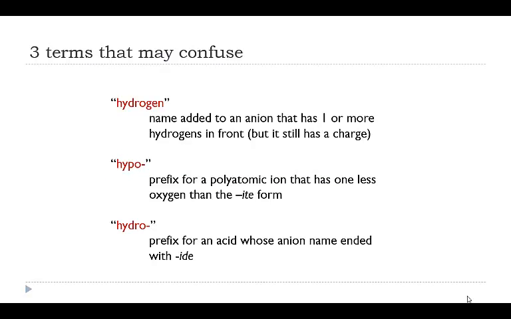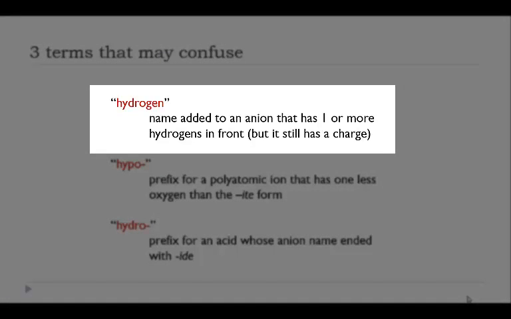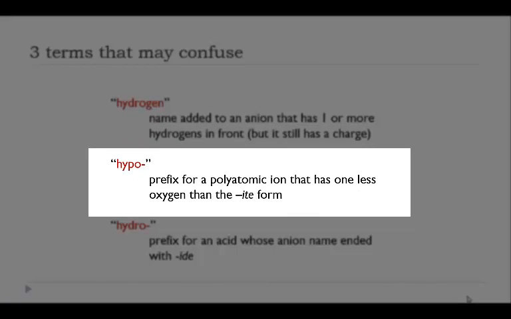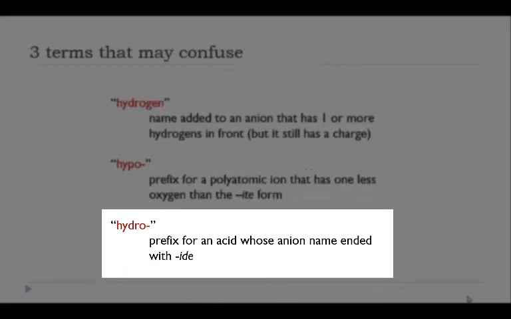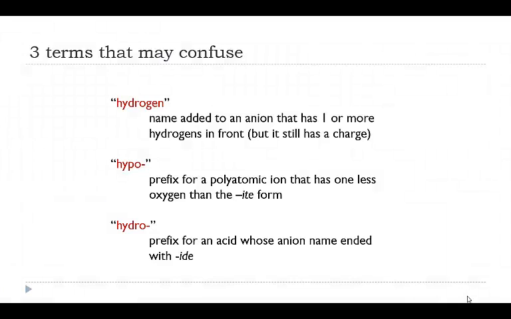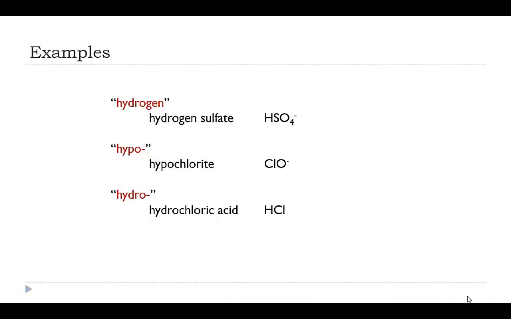And here are three terms that may confuse you. Hydrogen is a name added to an anion that has one or more hydrogens in front, but it still has a charge. It's not an acid, it's an anion. Hypo is a prefix for a polyatomic ion that has one less oxygen than the ite form, and hydro is a prefix for an acid whose anion name ended with IDE. So our examples: hydrogen, here's hydrogen sulfate. Hypo, we have hypochlorite. And hydro, we have hydrochloric acid.